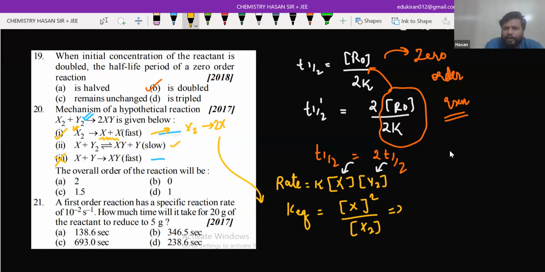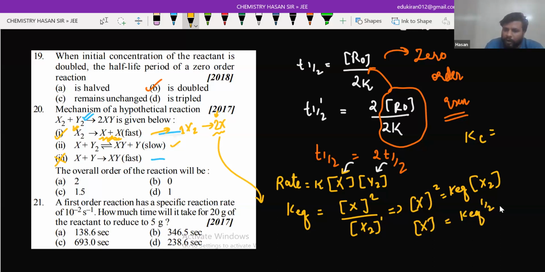KC, if you have studied in class 11th, K equilibrium, KC, KP, whatever it is, the basic equilibrium constant, when we study, whatever is the stoichiometric coefficient. Here it is written X plus X, so that I wrote 2X. Here the stoichiometric coefficient is 1, so the power is 1. And we need to put the value of X in terms of X2. So I can write X whole square will be equal to K equilibrium X2. And then I can write X will be equal to K equilibrium raised to the power half and X2 raised to the power half. Can I write it?